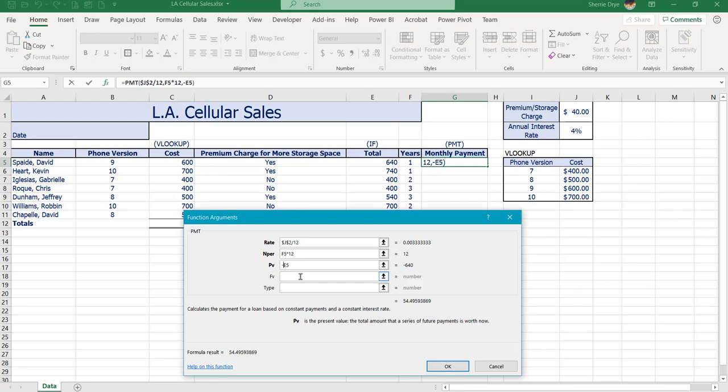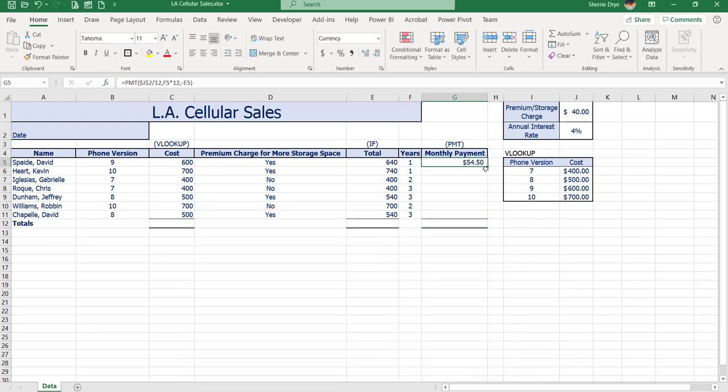For our purposes, we do not need to complete these last boxes here. So our monthly payment will be $50.50, and we should be able to copy that down and find the value for each there. It's nice because if we wanted to change this to 6%, it would automatically adjust that in our formula. Okay, so that's the monthly payment function for finding the amount of a monthly payment for a loan.